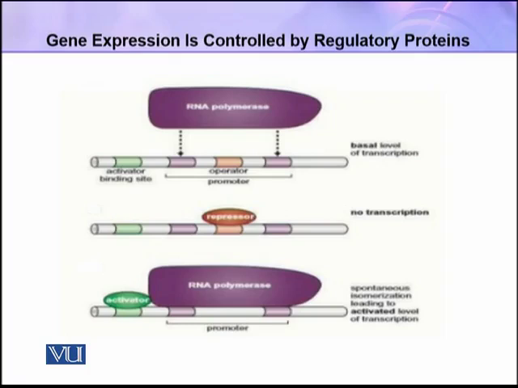So here you can see this is the activator binding site, this is the operator region, and this is the enzyme. So if no activator is attached, the transcription will take place at the basal level, that is the constitutive expression. If a repressor binds to this operator region, no transcription takes place. And in the third case, an activator is bound at this activator binding site. It interacts with the RNA polymerase on the other side and transcription will take place.